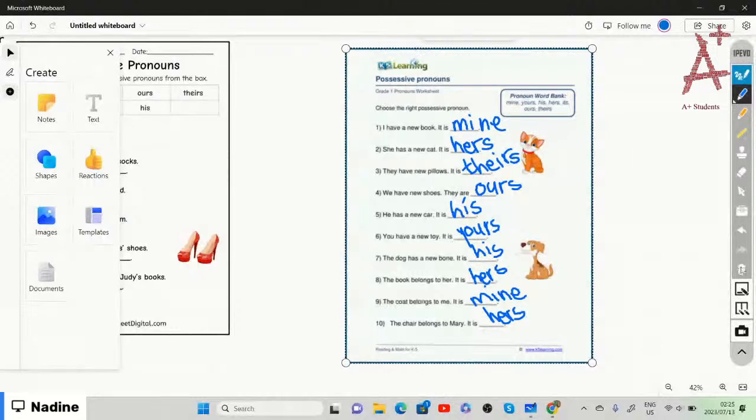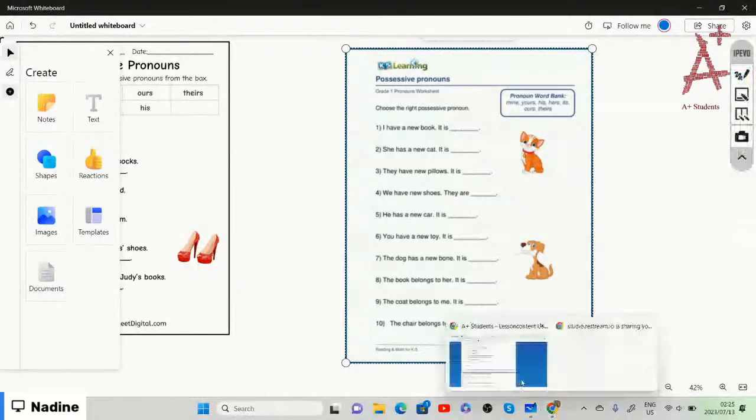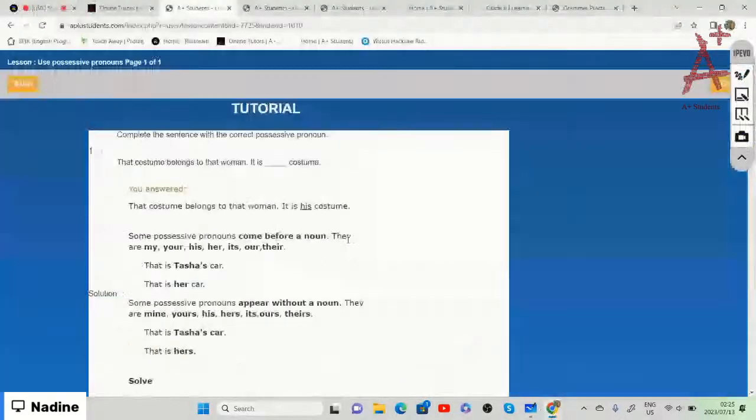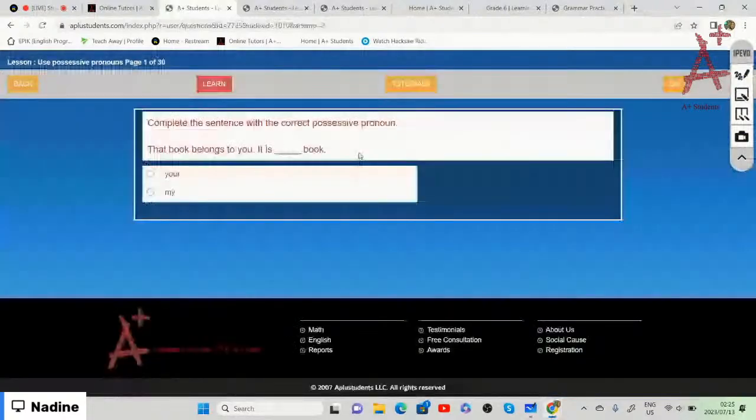All right, now we're going back to our tutorial page and we're going to do a little test on using possessive pronouns. So we're going to start with the test. You need to complete the sentence with the correct possessive pronoun. So you need to choose the correct option in the answers provided.